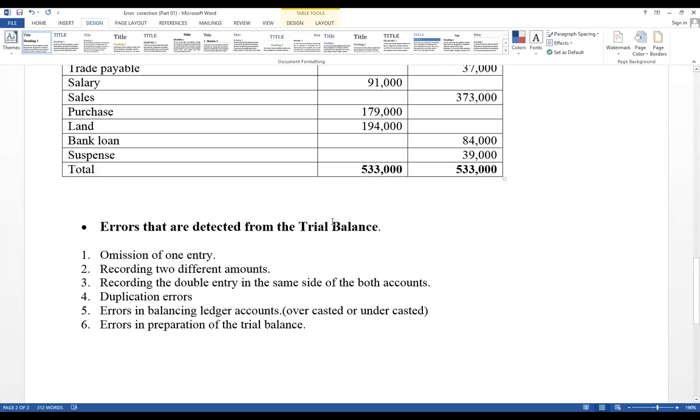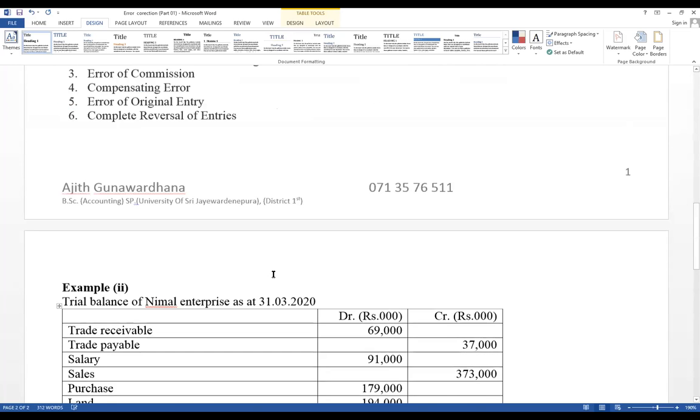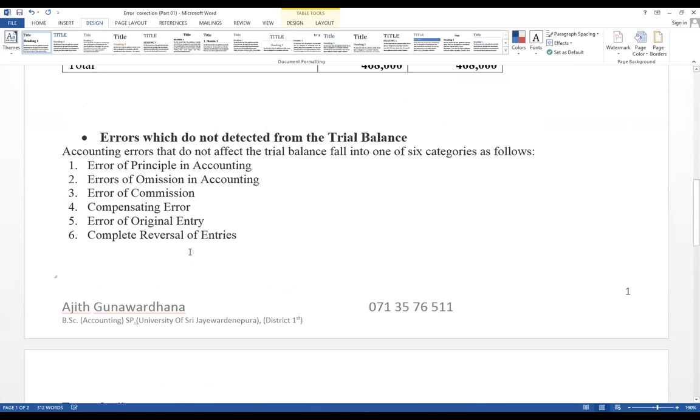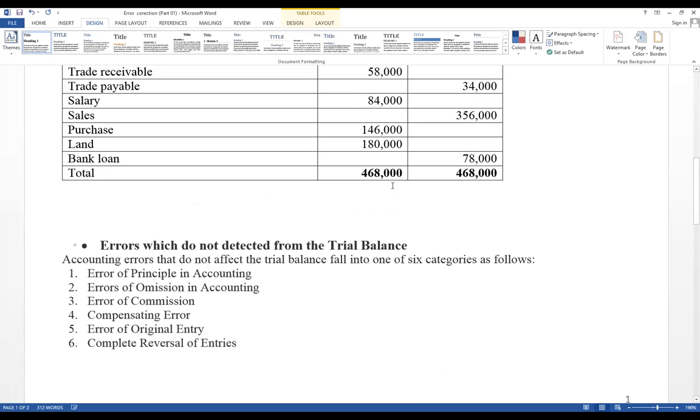Errors that are detected from trial balance. But those kinds of errors do not affect suspense accounts. Although trial balance is equal, those kinds of errors can be seen.